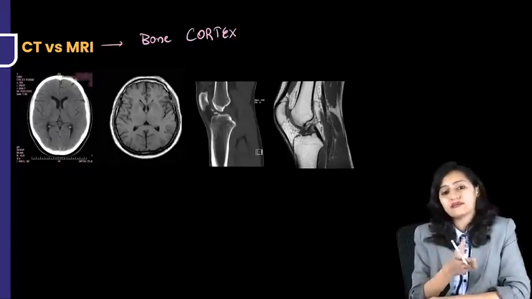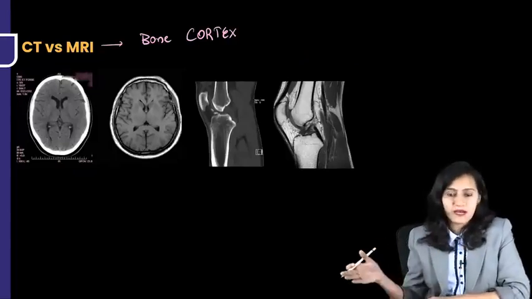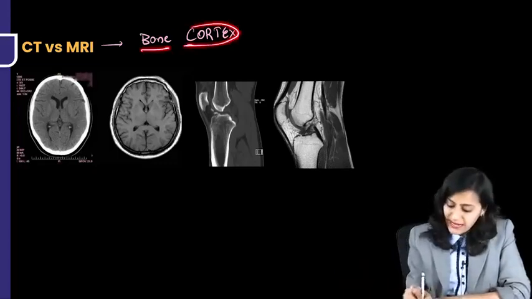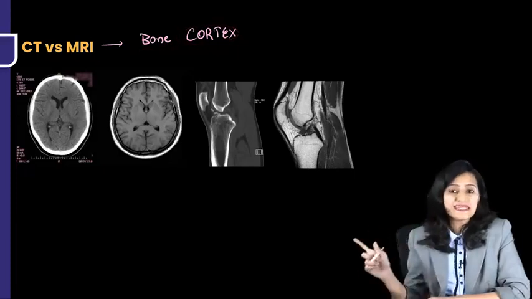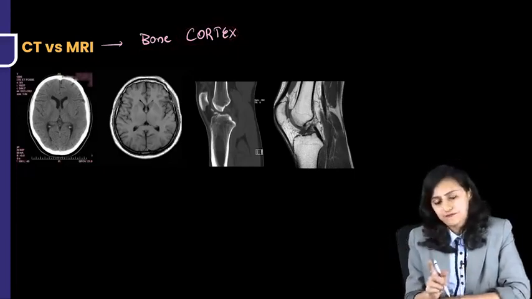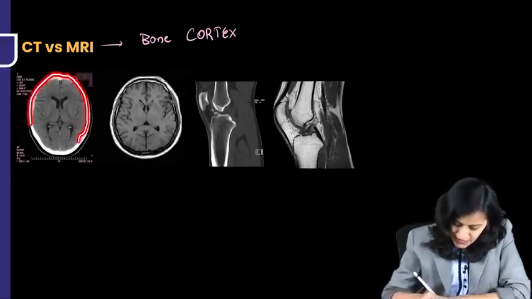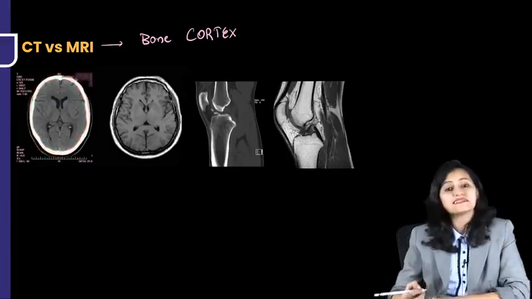How do you identify whether this is CT or this is MRI? Now the most important thing to differentiate is to look at the bone, and even in the bone, look at the bone cortex, not at the bone marrow. So in this brain imaging, just outside the brain parenchyma, you see this white skull bone. So that is why this is a CT scan.